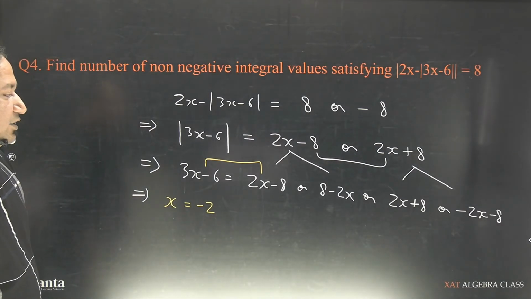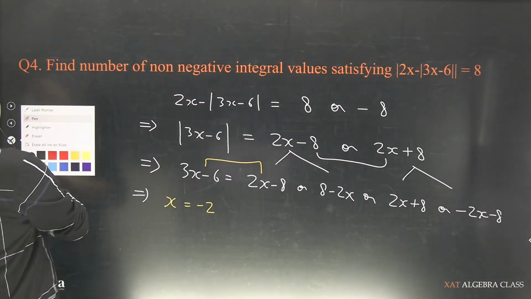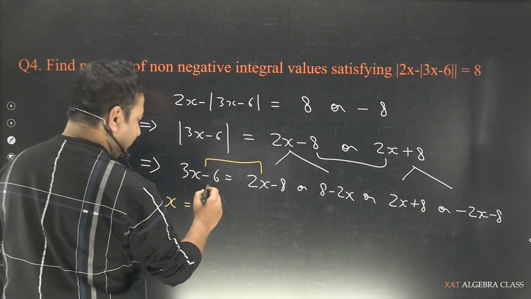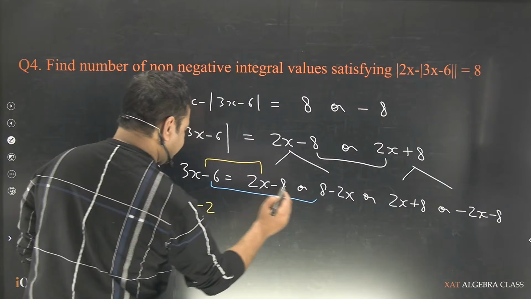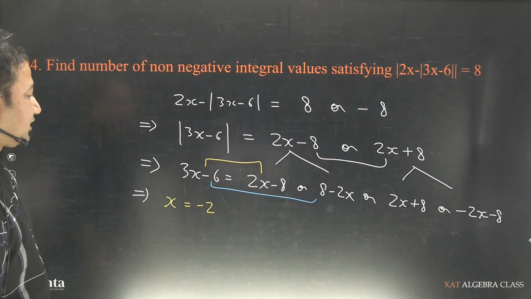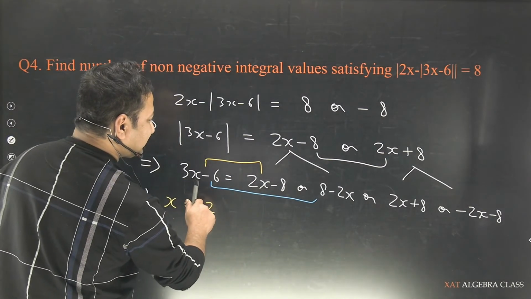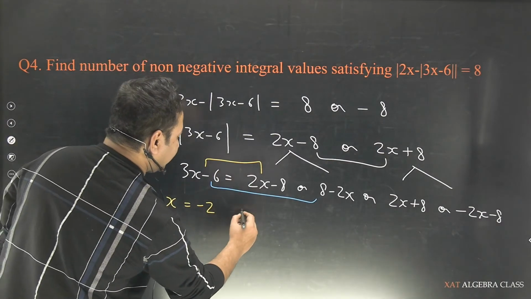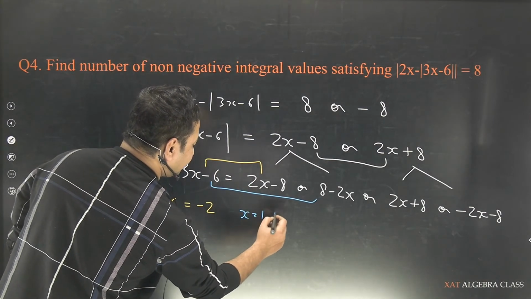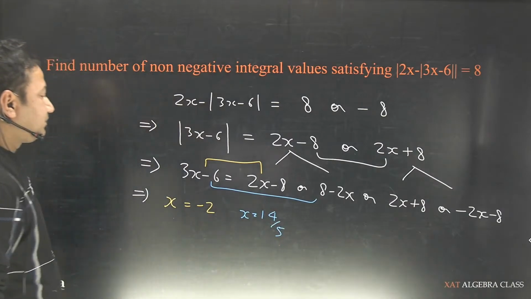x is equal to minus 2 by solving the first two. Okay, I'll again change the color. Now I'm solving these two. 3x, so this becomes 5x will be equal to 14. So x will be equal to 14 upon 5, isn't it?